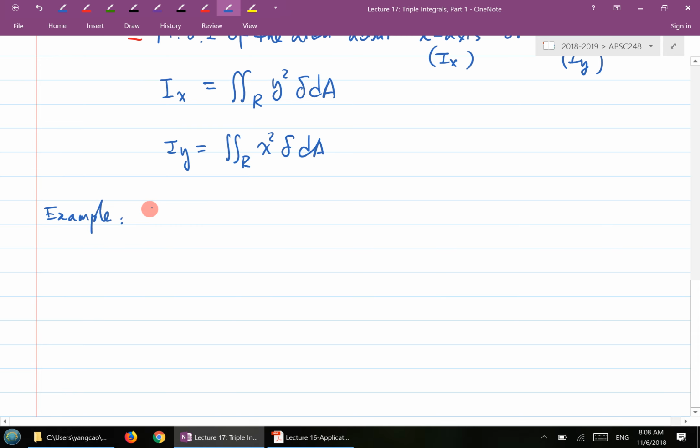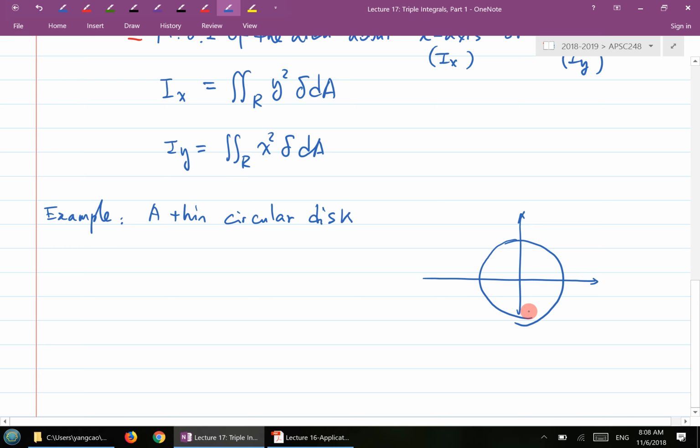So let's say we have a thin circular disk, and here is the circular disk. It has a radius of A, and we place the circular disk at these xy coordinates, centered above the z-axis.